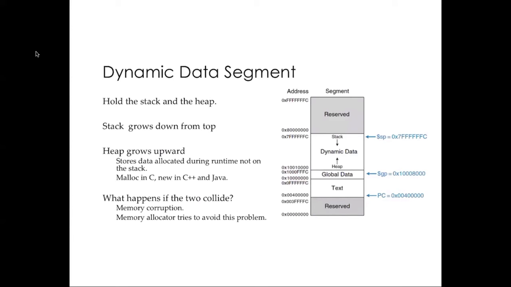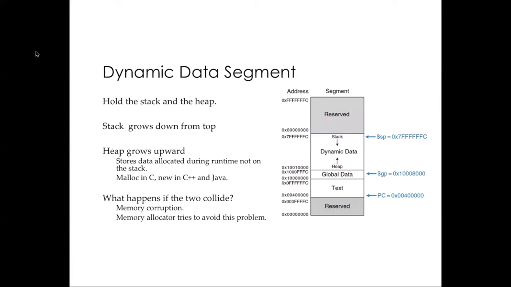The dynamic data segment is by far the largest portion. This drawing isn't to scale. You can see by looking just at the leading numbers that this goes all the way from hex 1 to hex 7, so it's the vast majority of our memory. At the top is the stack, with the stack pointer starting off here, which was discussed in a previous lecture. And then at the bottom is the heap.